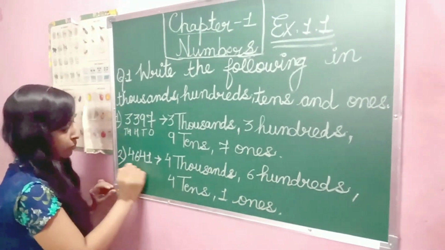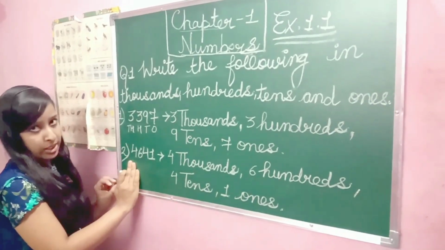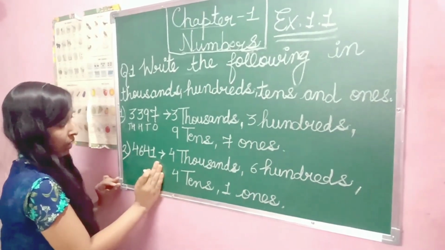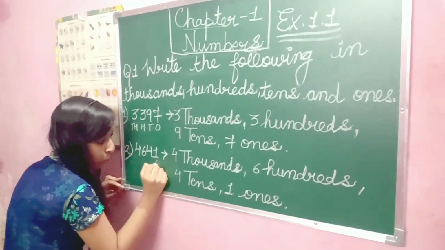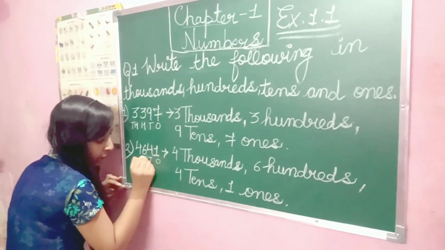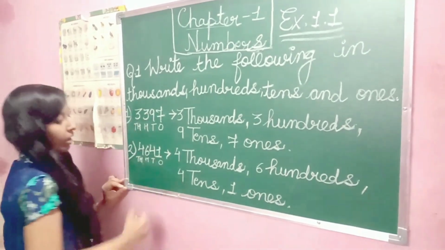Next, our next point is 4641. What you have to do? Write ones, tens, hundreds, thousands.